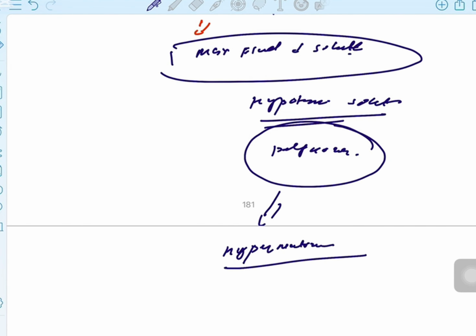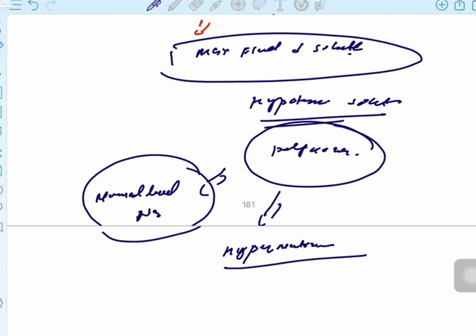In a normal person there is no hypernatremia. In most patients we will see a normal level of sodium, but in some patients we will see a high level of sodium. Why a high level of sodium? Because we are losing a huge amount of fluid.